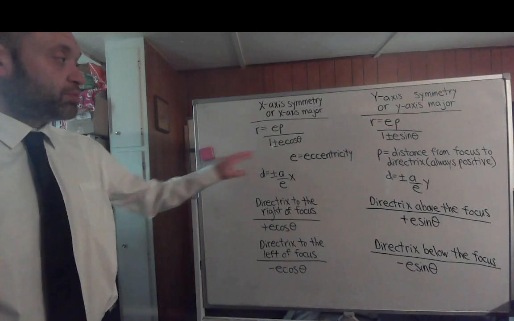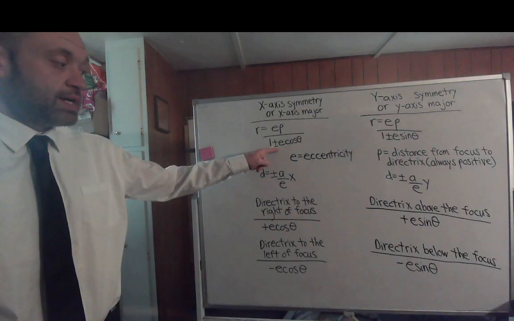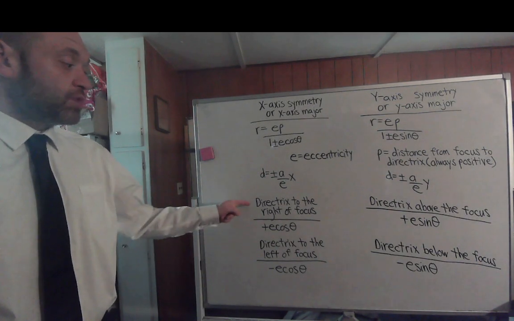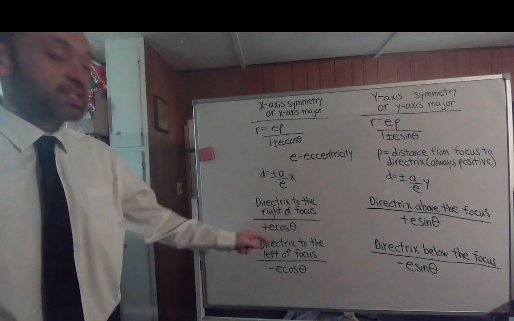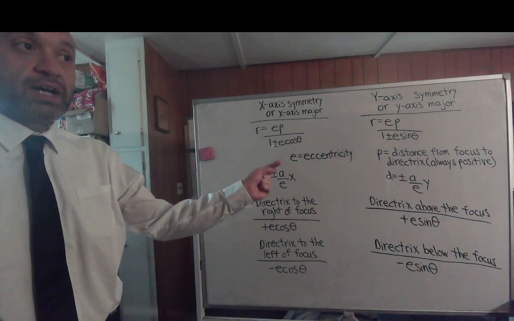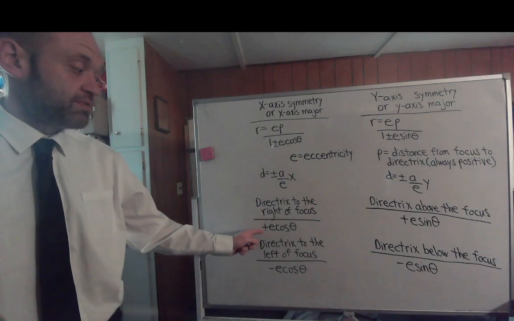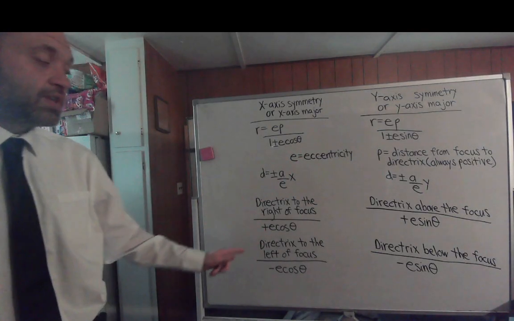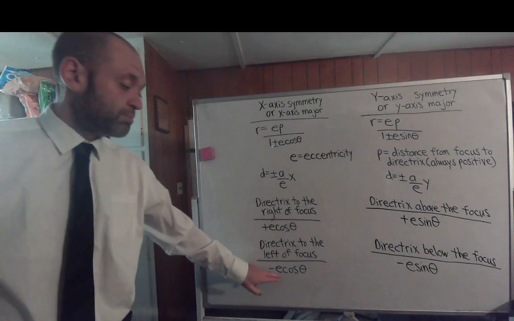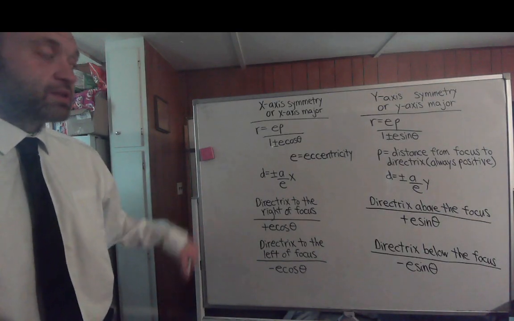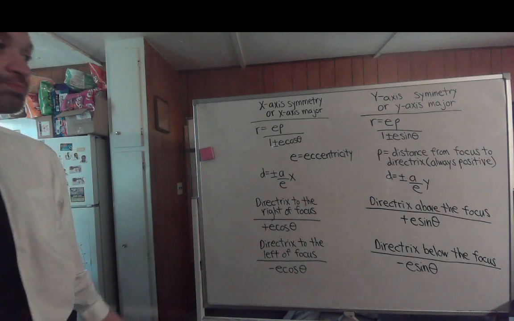Now, you have plus and minus. So when would you use plus, and when would you use minus? Well, if the directrix is to the right of the focus, you would use plus. If that makes sense, you think of a number line, or even the x-axis: you go to the right of 0, it gets positive. So you'd use plus e cosine of theta. If the directrix is to the left of the focus, you would use minus e cosine of theta. So left would be negative, if that makes sense.